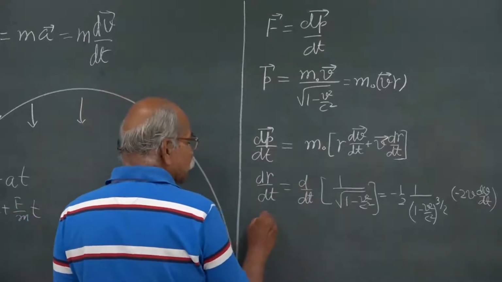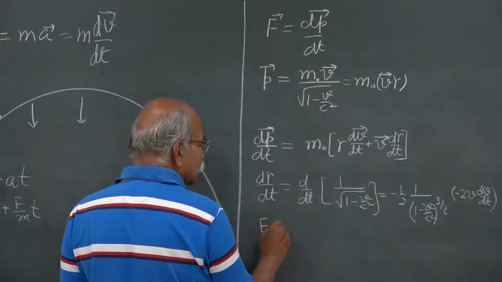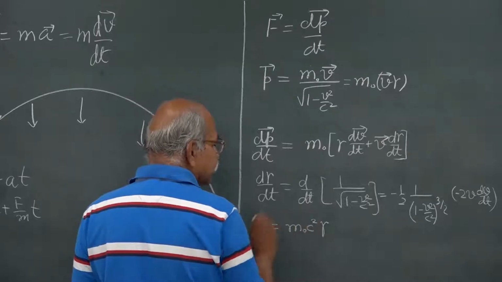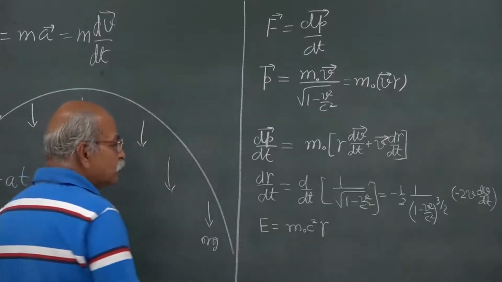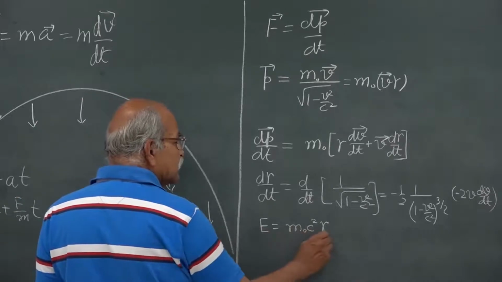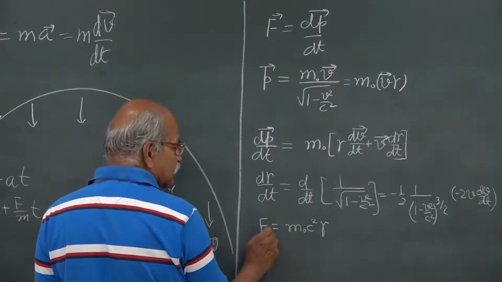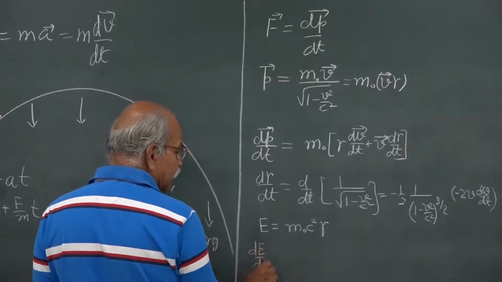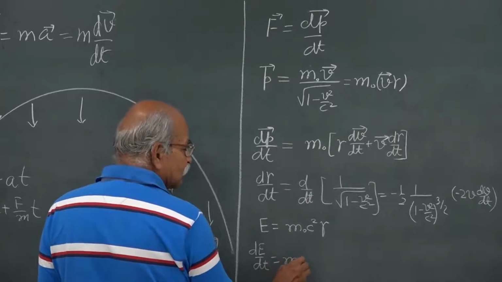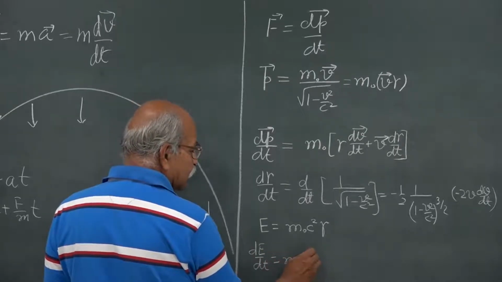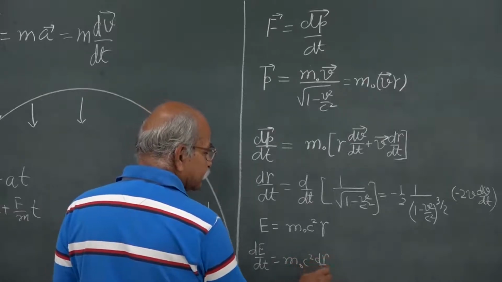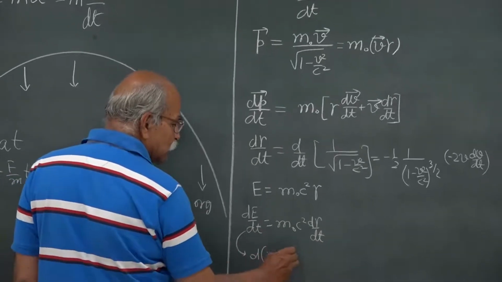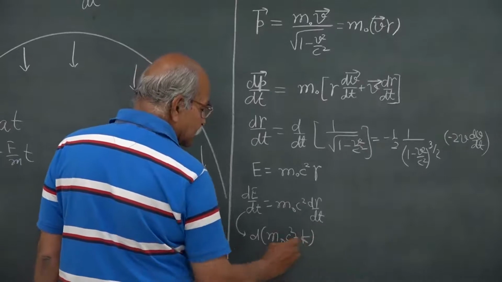That is, if you look at the total energy, what is the total energy? Total energy is m naught c square gamma, and therefore d gamma dt, if you can get this dE dt, you will be done. So, let us try this dE dt. This dE dt will be m naught c square d gamma dt. And what is E? E is m naught c square plus kinetic energy. So, it is d dt of this.